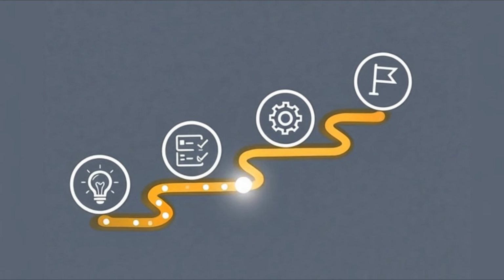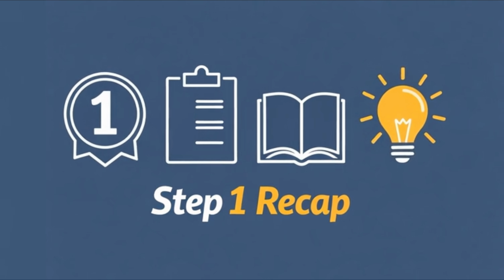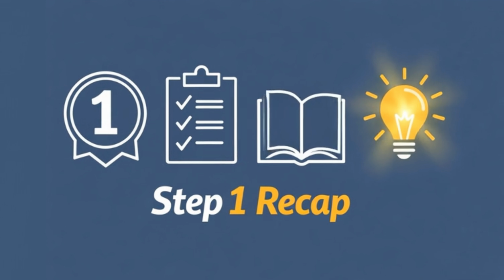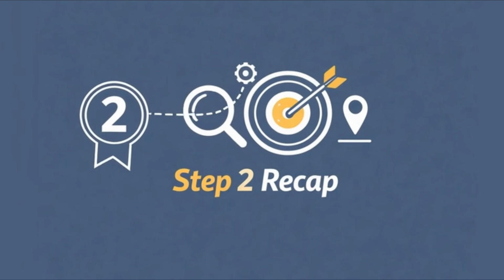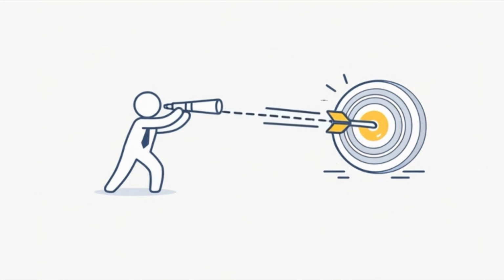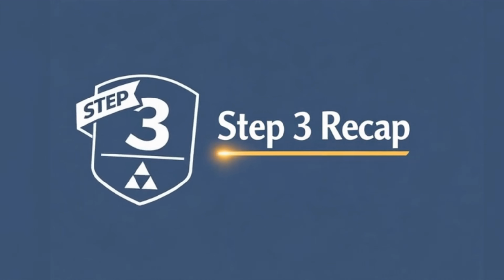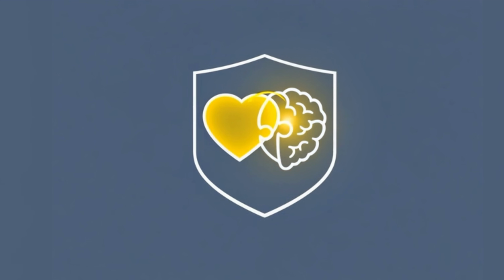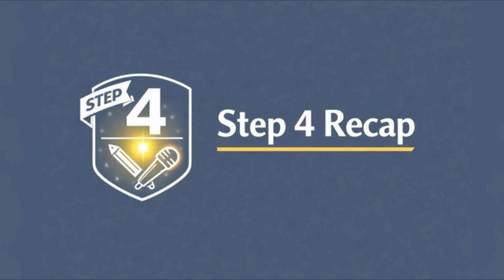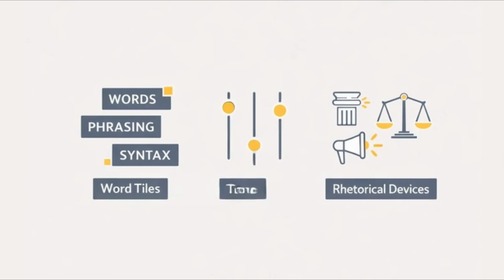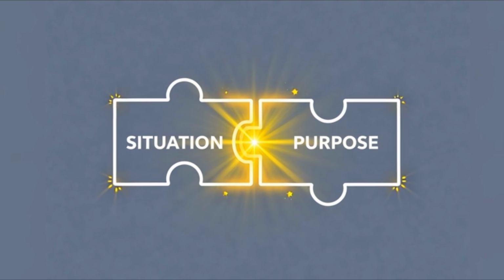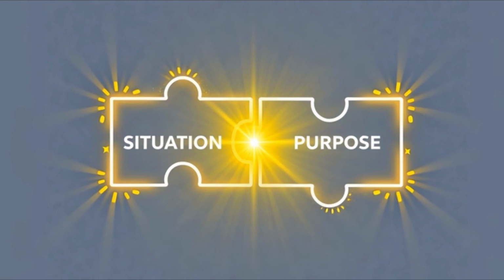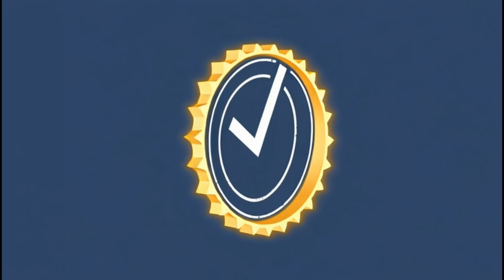So here's your process, start to finish. 1. Identify the rhetorical situation. Exigence, audience, constraints. 2. Determine the purpose. What's the speaker trying to accomplish? 3. Analyze the appeals. Ethos, pathos, logos, and how they work together. 4. Examine style and delivery. Word choice, tone, rhetorical techniques. 5. Evaluate effectiveness. Does the rhetoric fit the situation and achieve its purpose? That's it, that's rhetorical analysis.